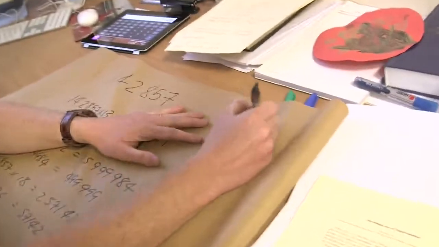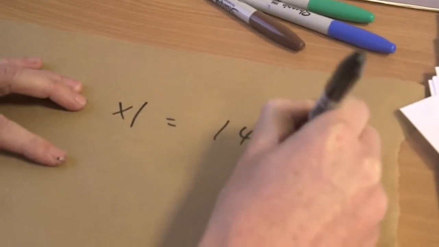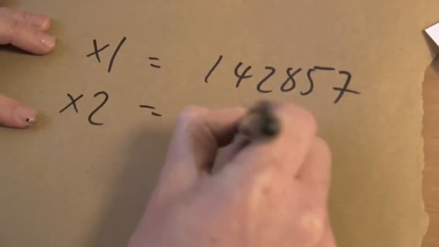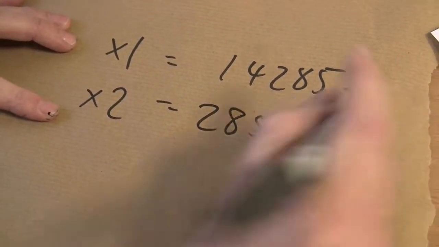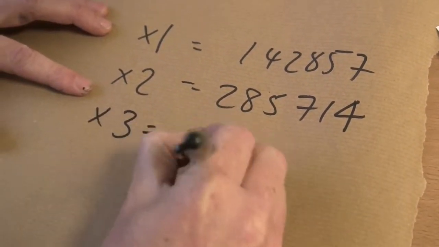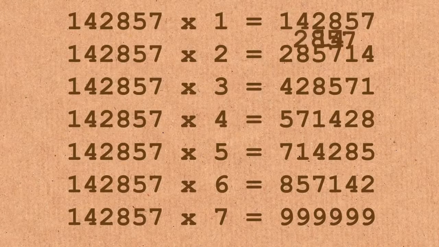In particular, if I take the numbers 1 to 6, there are 6 digits here, and I multiply this by them, I will always get a permutation of 142857. So for example, obviously, if I multiply it by 1, I get 142,857, that's trivial. If I multiply it by 2, I get 285,714, which again is a permutation. Multiply it by 3, I get 428,571, and so on and so forth. And I can keep doing this.